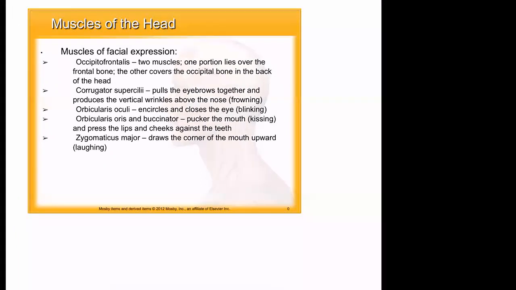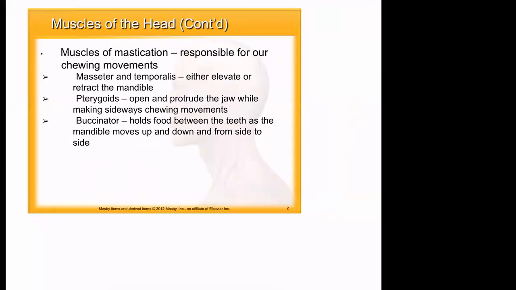Okay. Of these, I talked about the orbicularis oculi. Orbicularis oris making the kissing. Buccinator is more about drinking a thick milkshake through a straw, kind of like that. Zygomaticus major causes the corners of the mouth to come upward, like you'd see in laughing. Good one to include.